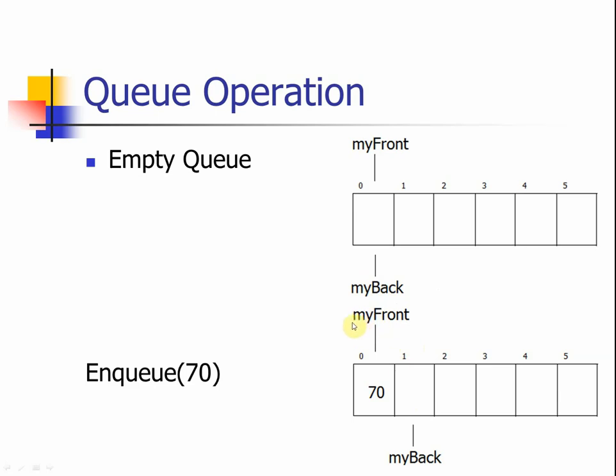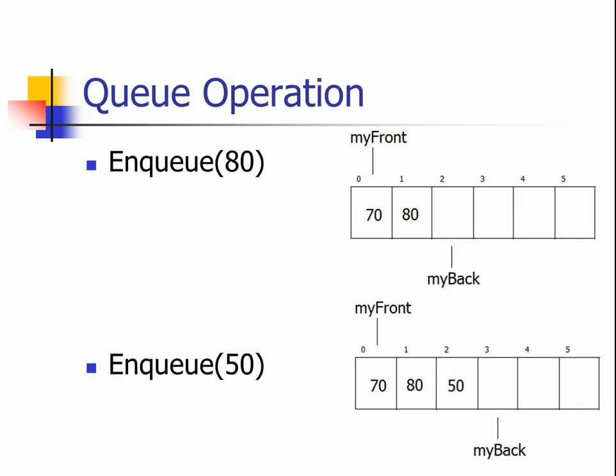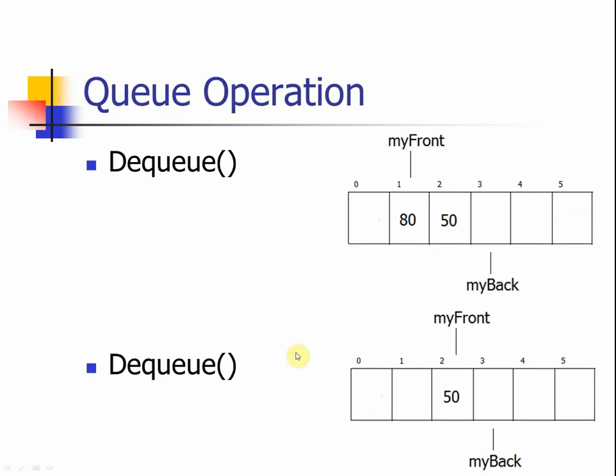Let's take a look at more examples. Reality is, it's not that simple. It has a little bit of a catch, but the general idea is like this. After enqueue 70, if we do enqueue 80, we put 80 into the next available location and move my back to the next location. When we do enqueue 50, we put 50 into my back location and move my back to the next location. Like I said, the general idea is as simple as this.